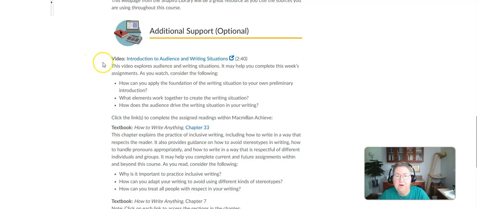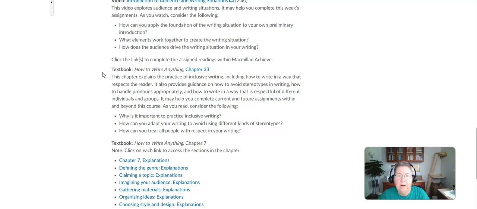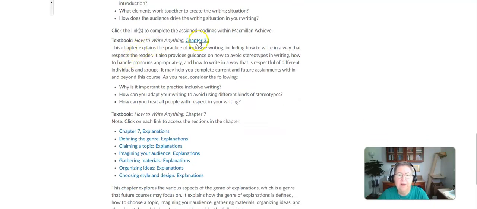And then we have additional support, optional information. The first one is a video, which we've actually already seen before. It's an introduction to audience and writing situations. However, you might want to review that. And then the next one, chapter 33, is important to read no matter where we are in the writing process.